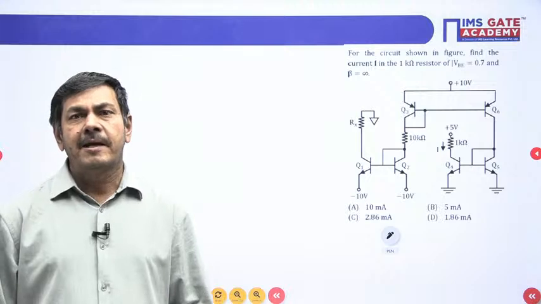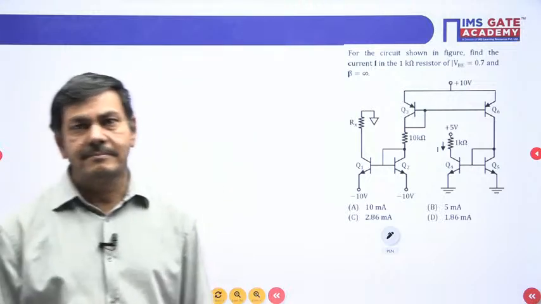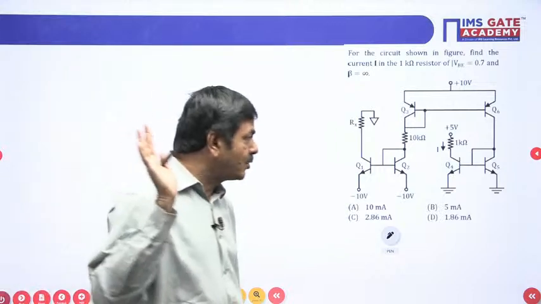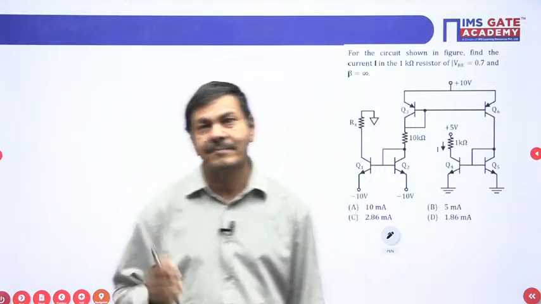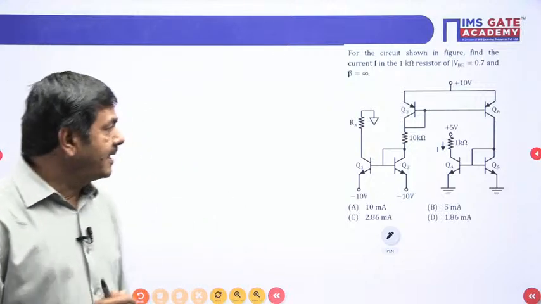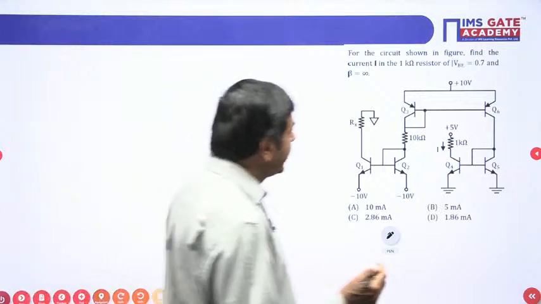From the current mirror biasing circuits, I selected this question. If you are very perfect in the current mirror biasing circuits, you can do this question very easily. It doesn't take more time. Yes, I will start doing this question now. How can we tackle this question?